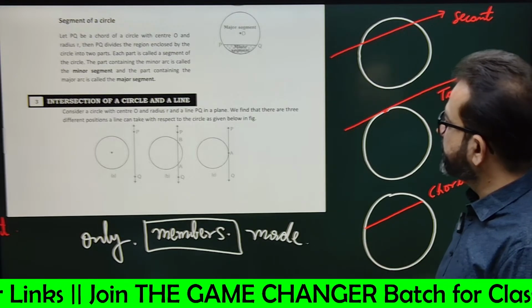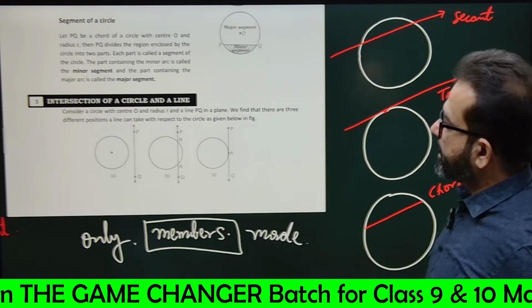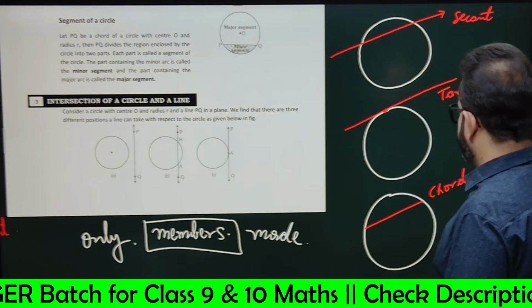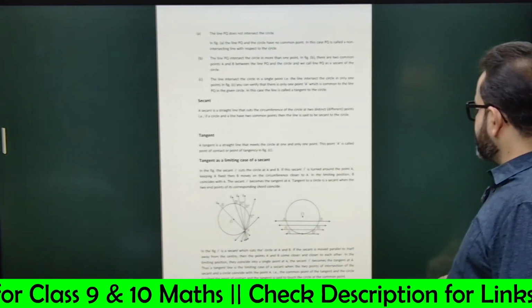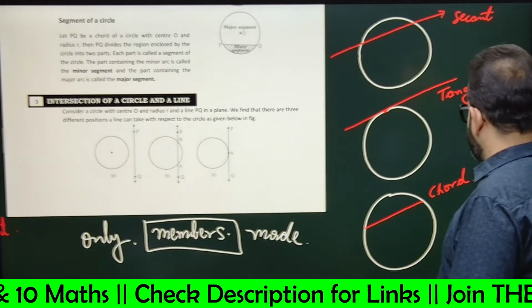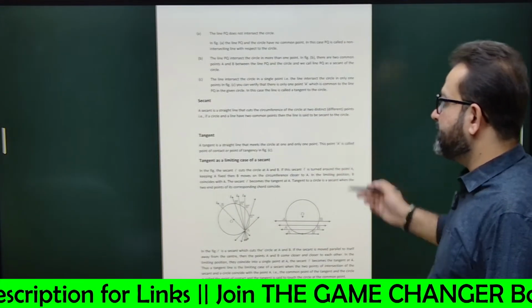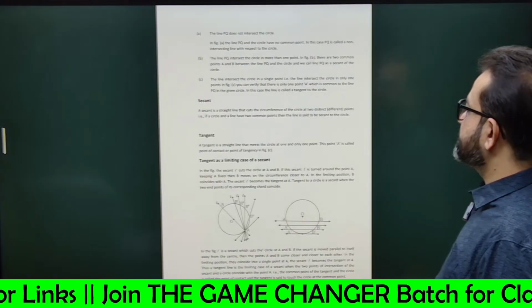Can we move forward? Okay. Intersection of a circle and a line. It can be done in three ways. Now, minor segment and major segment I have told you already. Now, what is the second one we have done? Tangent as a limiting case of a secant.